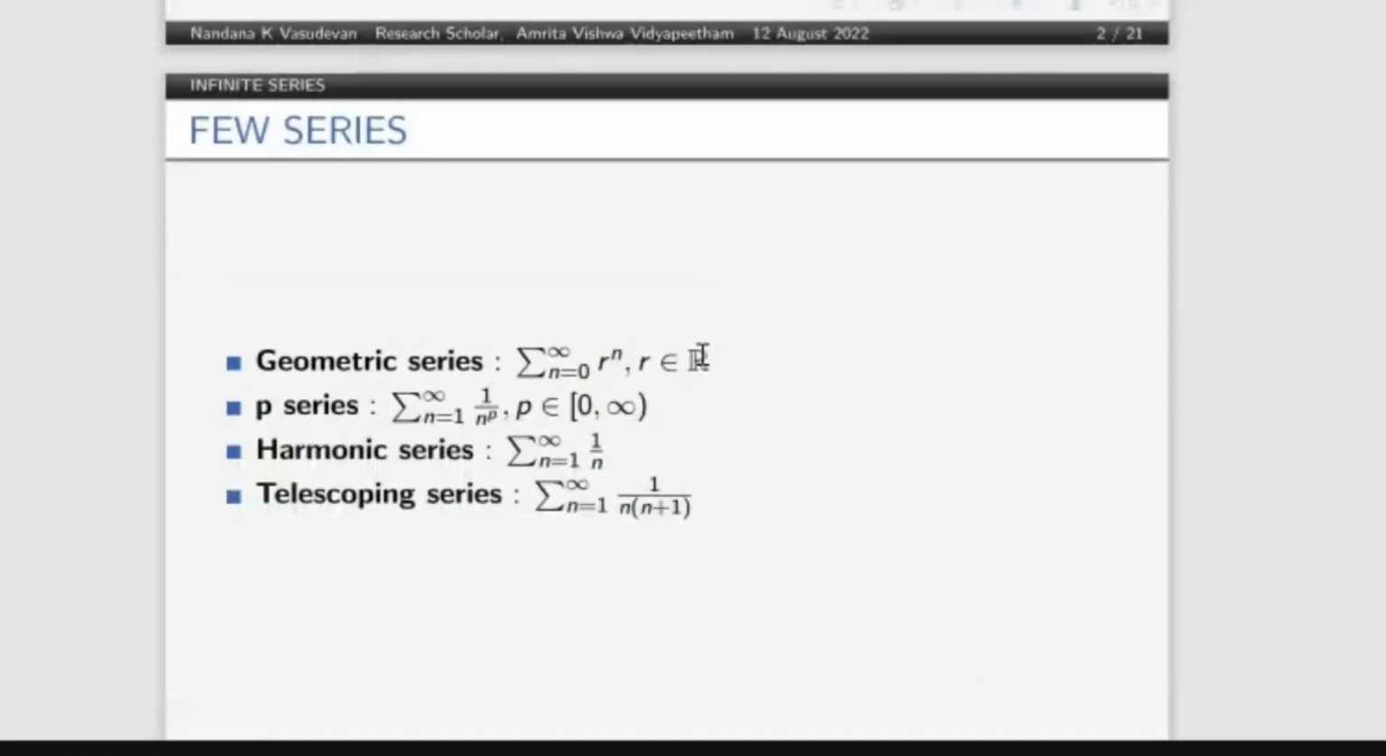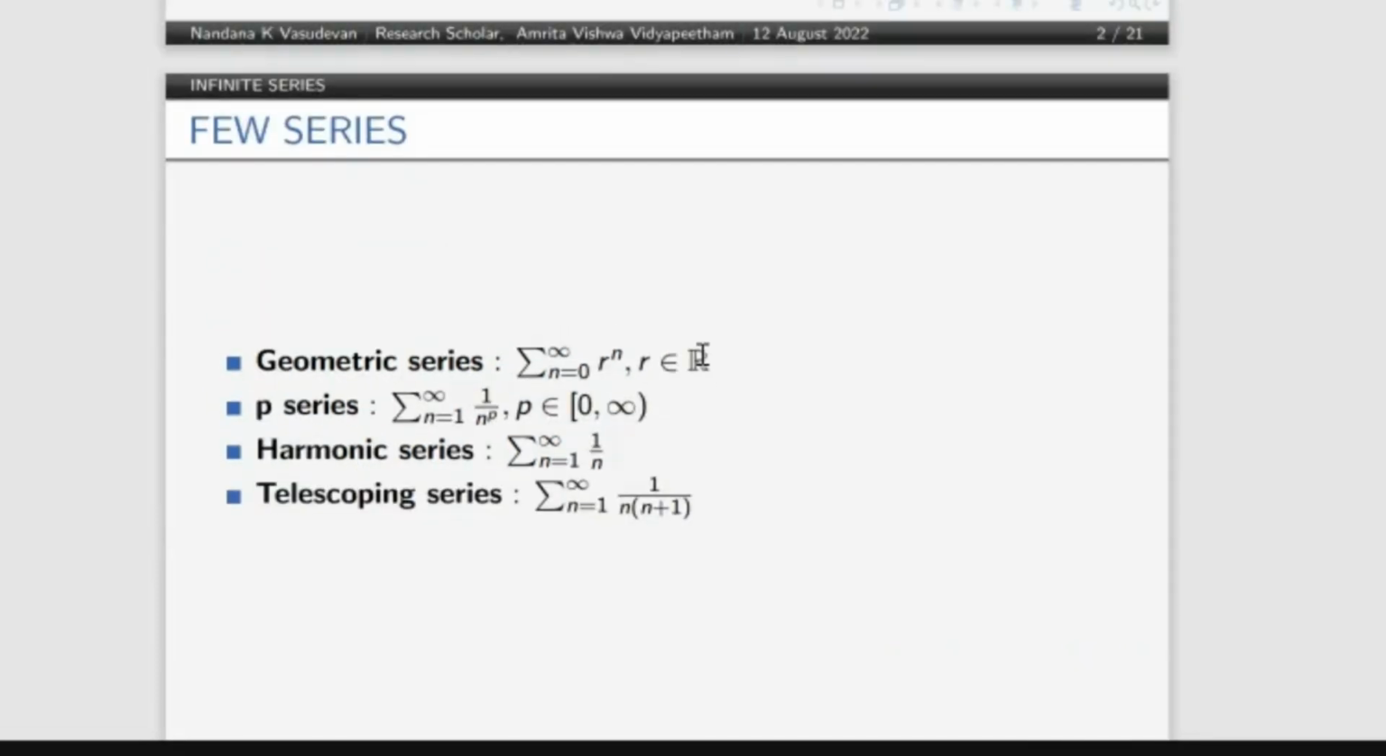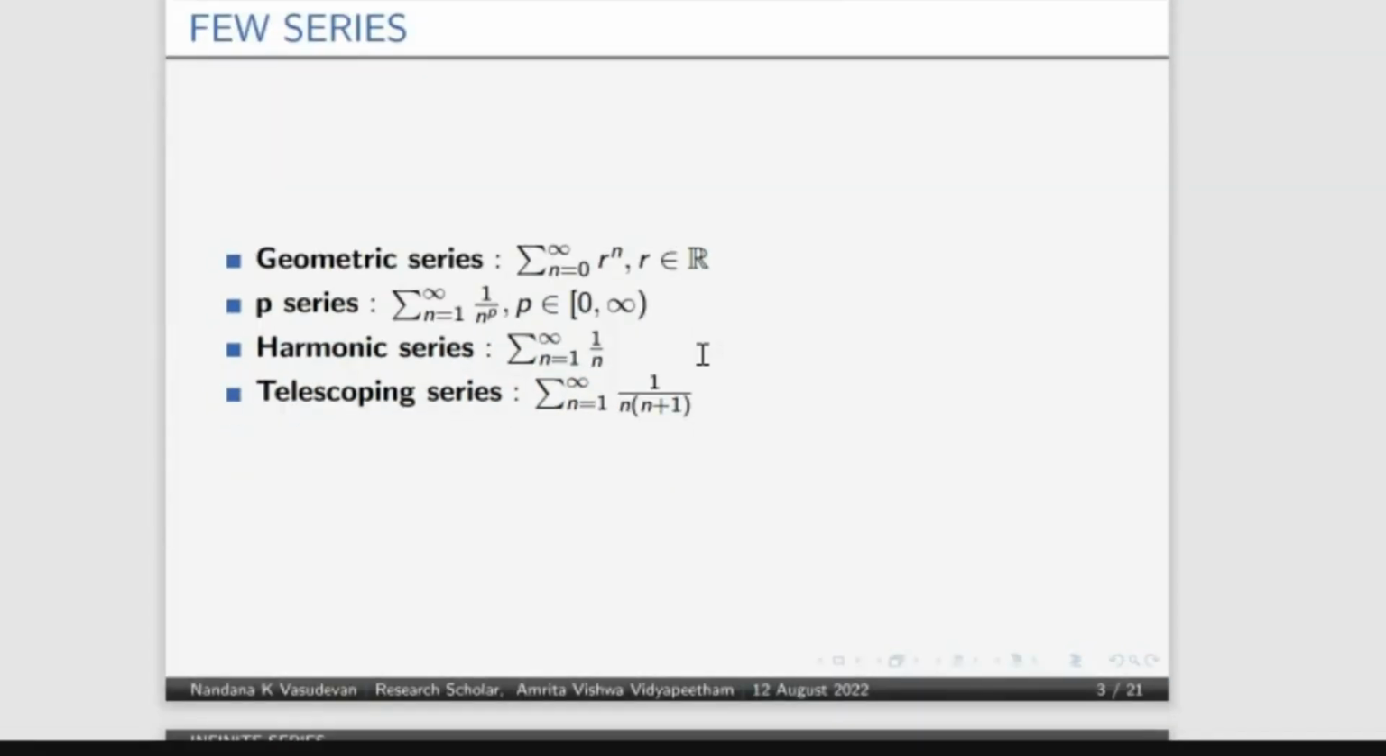Just like we have plenty of sequences, I can always associate a series to any sequence that I have. So here I'm just focusing on a few named series which are of great importance to us later. Which are geometric series, defined by sum n equal to 0 to infinity r power n, where r is a real number. That is, here we are taking r to be a fixed value and n is ranging from 0, 1, 2, etc.